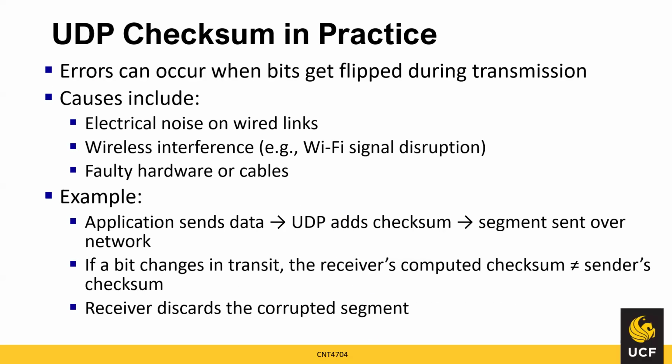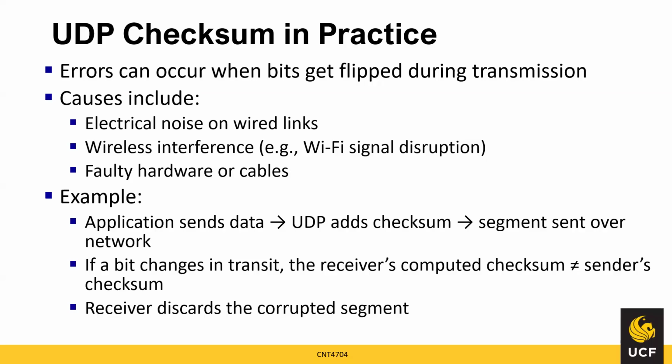Now you might ask yourself, how can this happen? How can this error occur, or how do bits get flipped during transmission? There are various causes that this lecture will not cover in detail, but it could be electrical noise on the wire. If it's wireless, you have interference noise, or you're going through various obstacles or physical interference. For wireless interference, we have Wi-Fi signal disruption. Also faulty hardware or cables is another example.